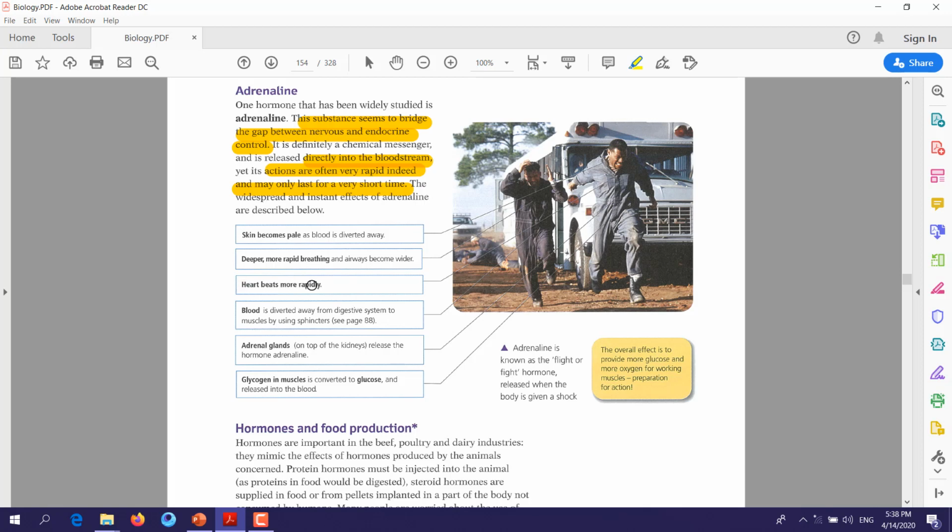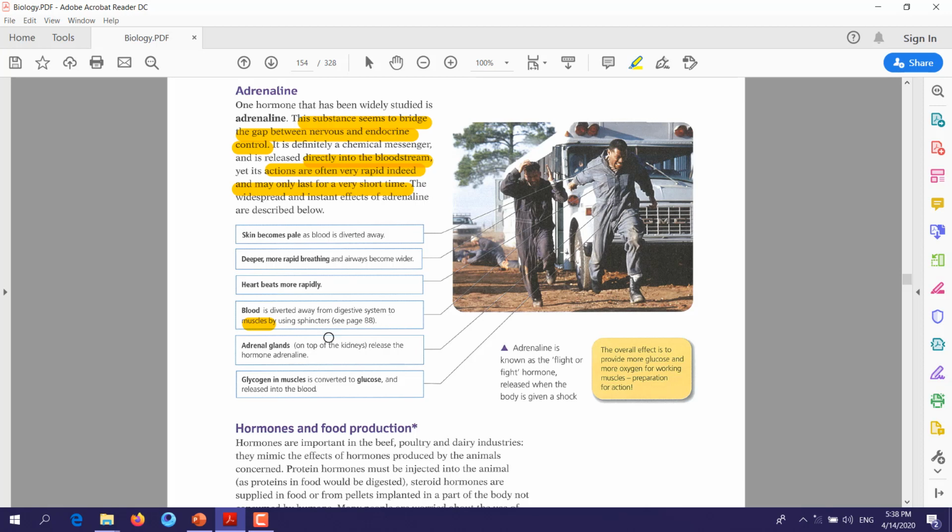Heart beats more rapidly. Blood. What will happen to the blood? The blood is diverted away from the digestive system to the muscles. Okay, so what will happen? Most of the blood will be blocked from the digestive system and will be sent into the muscles.